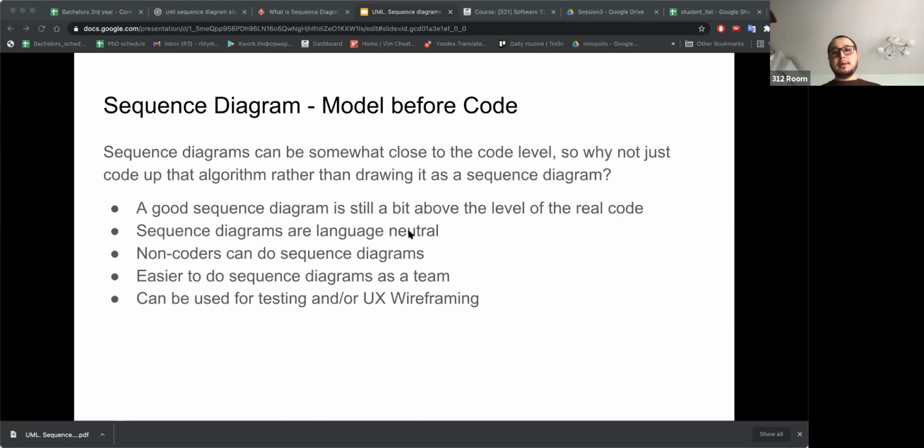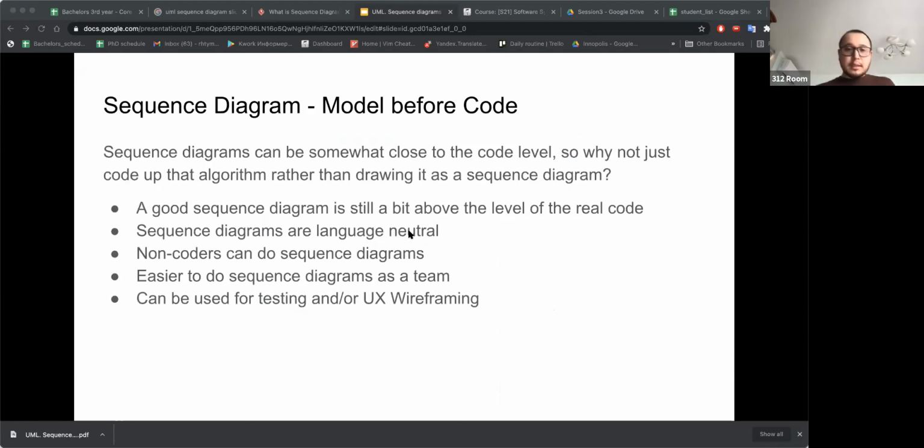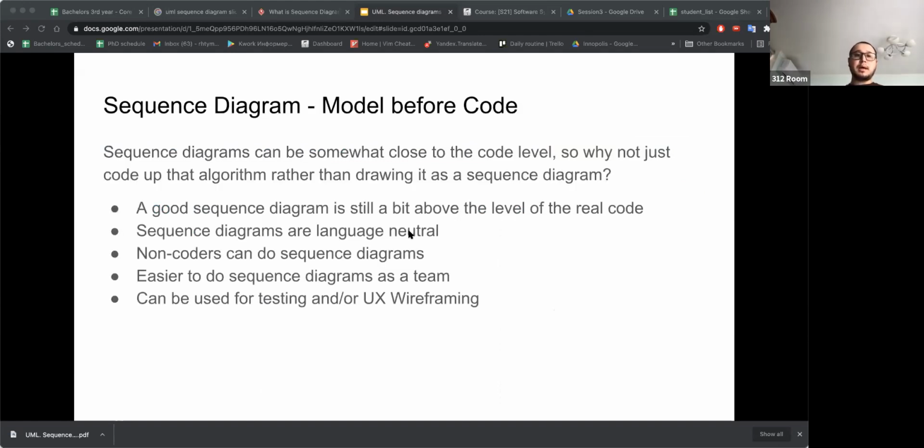In our projects in the labs, we may not use sequence diagrams too often, but I hope it will be useful for you to think about how you can structure your ideas in a nicer way. So we have ended the UML sessions. This is the end. If you have questions, please ask, or we will go to the practical sessions.